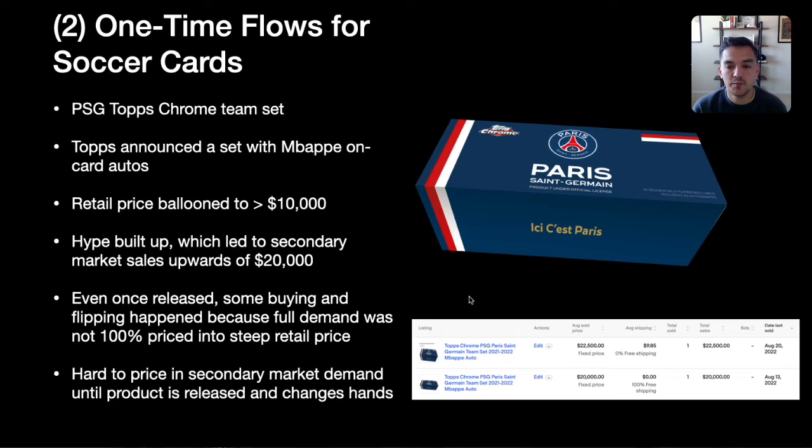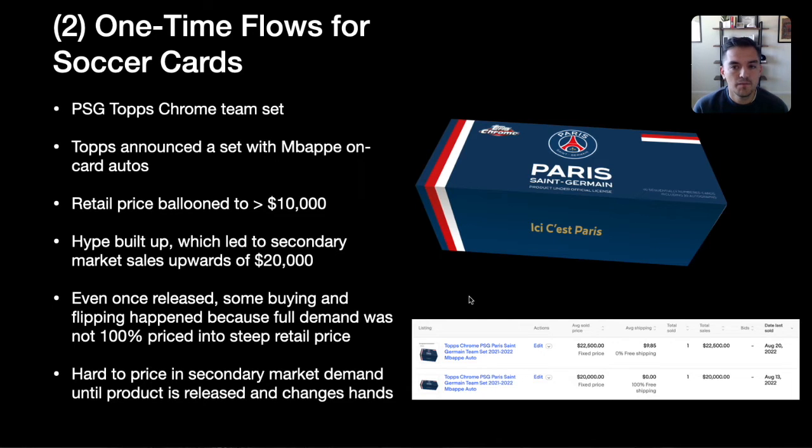So this is an example of even once they were released, there was still some buying and flipping happening because the full demand was not 100% priced into the retail price, even though the retail price was very high in anticipation of demand. So this still required the market to buy the product and race to get the product once it was available, once it was, quote unquote, unlocked, and then sell. And the same thing happens with other sealed wax too.